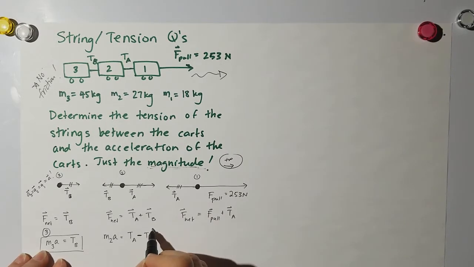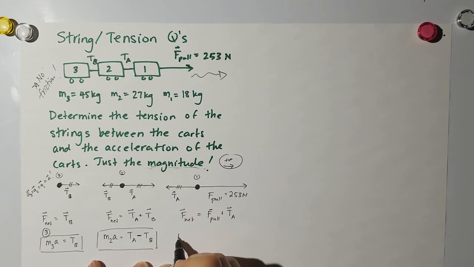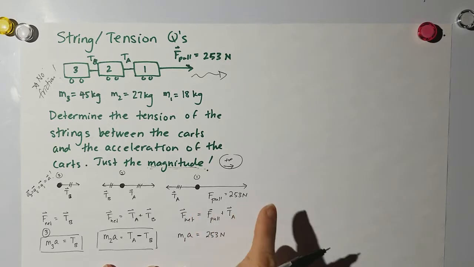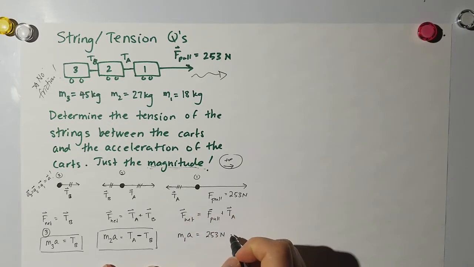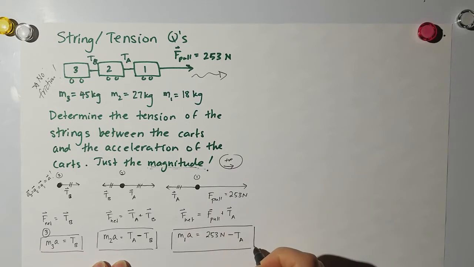Let's go ahead and do this one, F net for number 1. So that's going to be M1 times acceleration. And the F pull is 253 newtons to the right. And then my tension A is to the left, so minus tension A. I cannot simplify that anymore. So here are my 3 equations of Newton's second law for each of these carts.